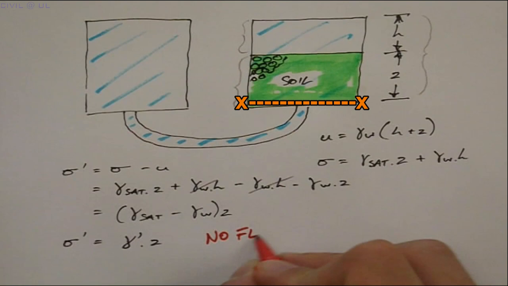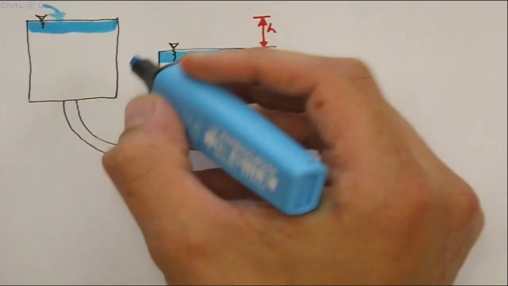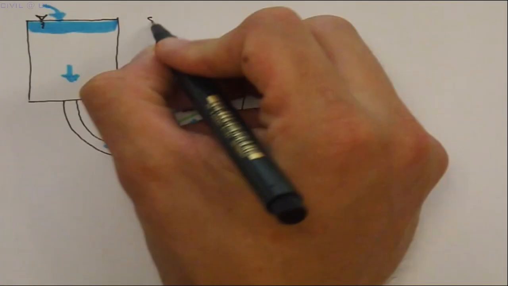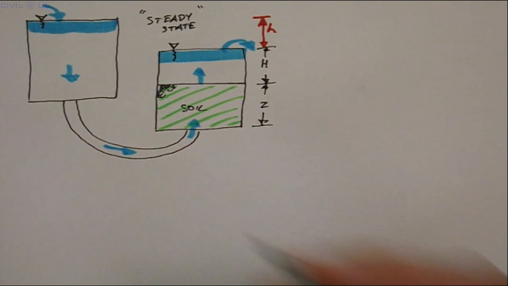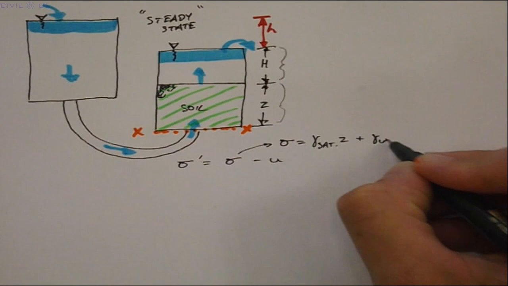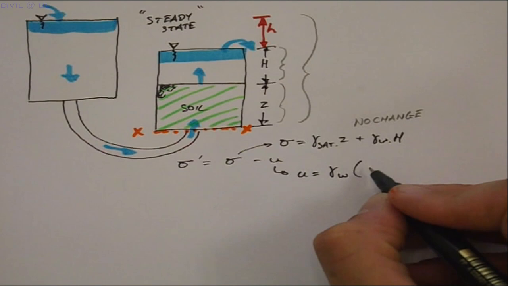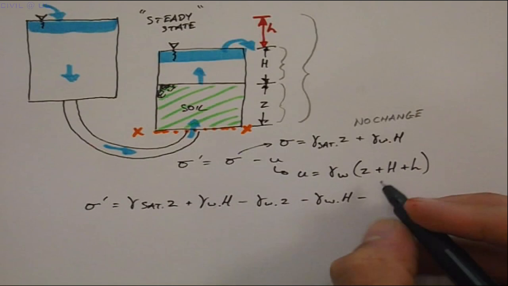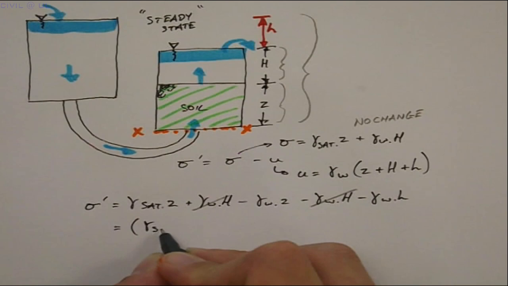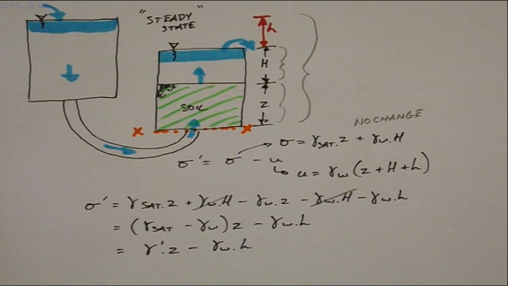Now, if we raise the reservoir by a height h, it creates a difference in total head between the two containers, and water starts to flow upwards through the soil. This will continue to occur at a steady rate once the difference in head is maintained. Recalculating the effective stress at XX gives us the total stress of gamma saturated times Z plus gamma W times H, no change here, minus the pore water pressure gamma W times (Z plus large H plus small h). Multiplying through, these cancel and we're left with the effective stress at XX equal to the submerged unit weight times Z minus gamma W times small h, or the effective stress has been reduced by an amount equal to gamma W times small h due to the upward flow.